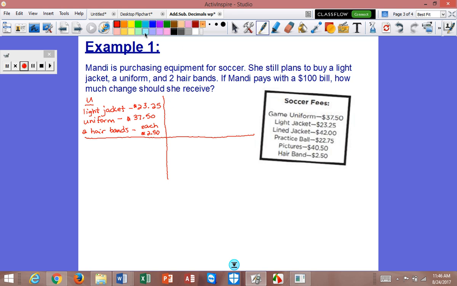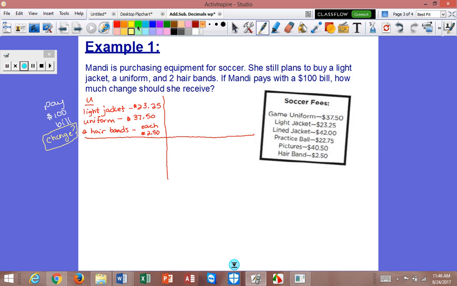Another thing that we understand, and I'm going to have to write this out to the side, we know that she plans to pay with a $100 bill. And the end result is we want to know how much change she's going to receive. So this is a big thing. This is what we're finally looking for, is how much change should she receive.